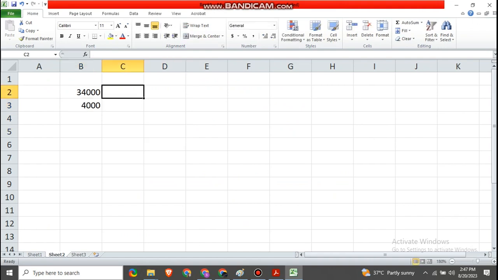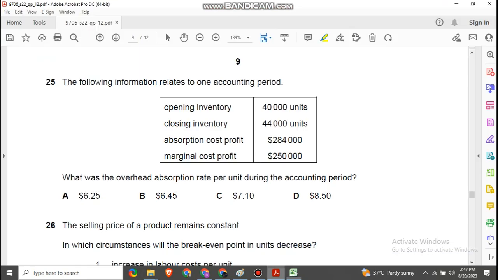So the overhead absorption rate is the difference in profit divided by the difference in unit output, which is 8.5 here. So 8.5, which is option D. This is your correct answer.